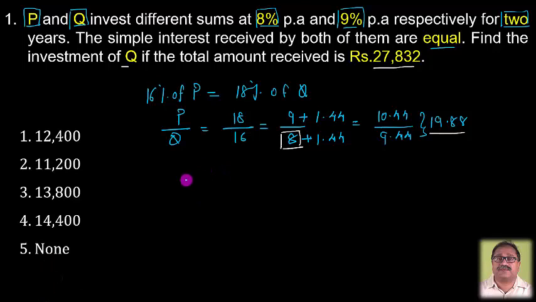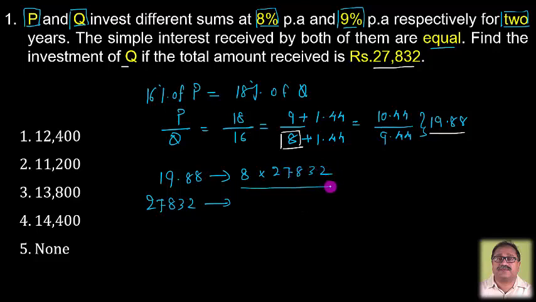That is, if total return is 19.88, the Q investment is 8. Then if the total return is 27,832, then what is the principal of Q? So 8 into 27,832 by 19.88.